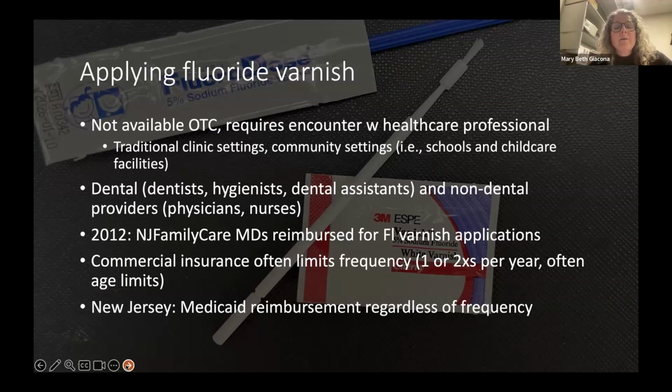In 2012, New Jersey Family Care here in New Jersey actually started reimbursing pediatricians and primary care physicians for fluoride varnish applications.